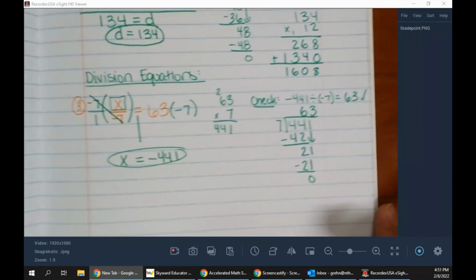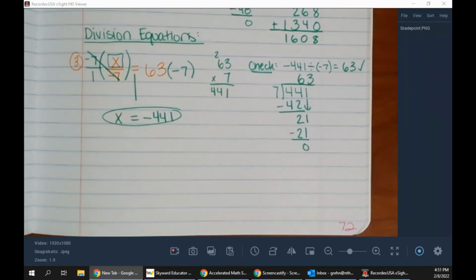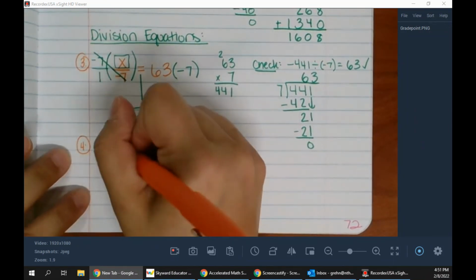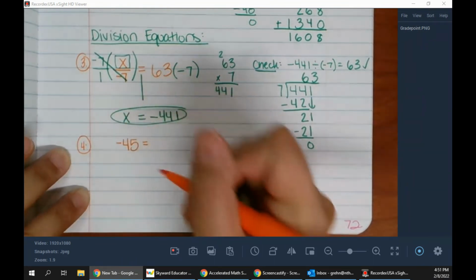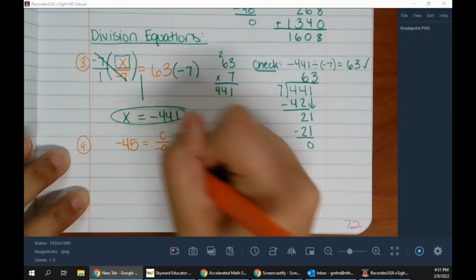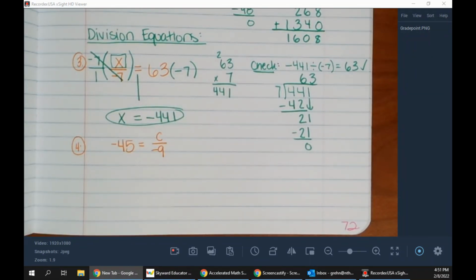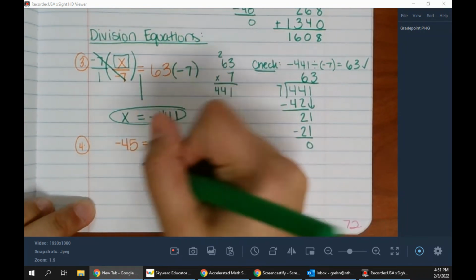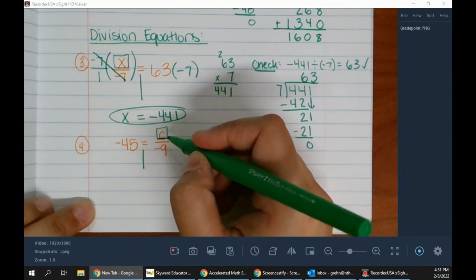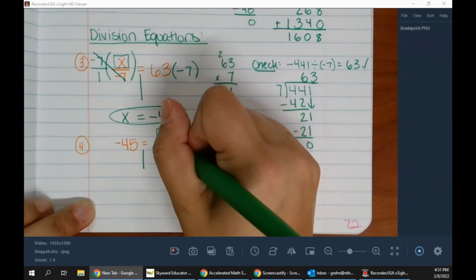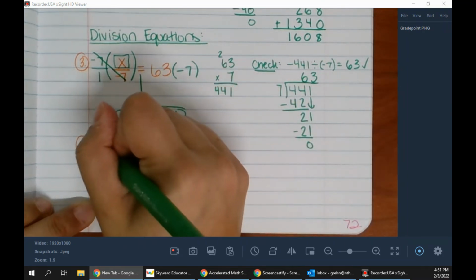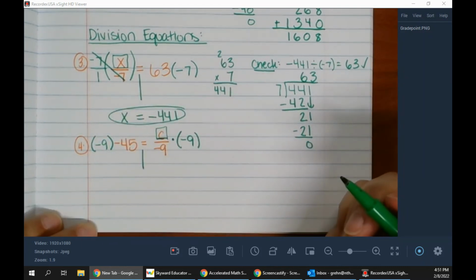All right, our last example we're going to do with division is negative 45 equals c over negative 9. Okay, so box in your variable, draw your line. So this time I see that the variable was divided by negative 9. So to undo division, I need to multiply by that same number, negative 9. Whatever I do to one side, I have to do to the other.